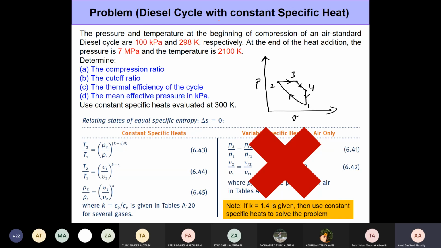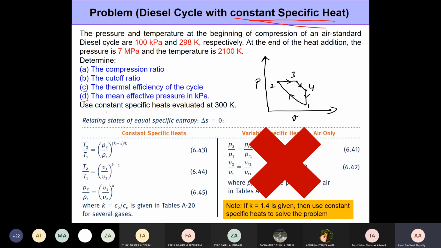Looking at this example where we have been told that we can assume the specific heat to be constant. So this is an approximation, but it's given to us. So we will use this approximate method and solve for this Diesel cycle and come up with the usual stuff of thermal efficiency and mean effective pressure, in addition to a couple of other things.